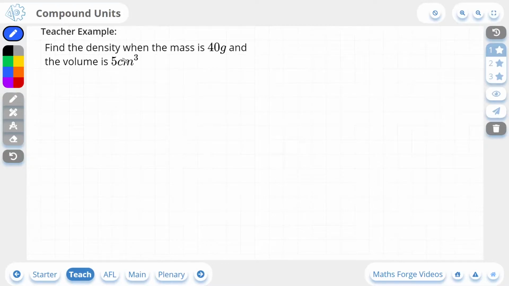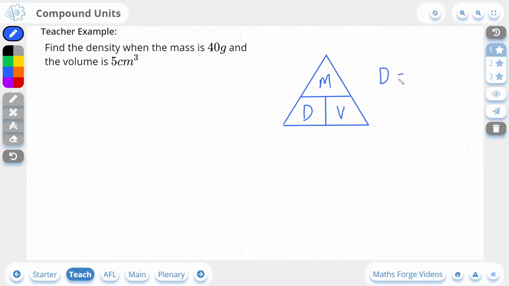Here we're being asked to find the density when the mass is 40 grams and the volume is 5 centimeters cubed. So the first thing that we should do before we actually calculate this is take a look at the density triangle. Here it is. So we can see here that the density is equal to the mass divided by the volume. And if we just write out this equation normally, the density is equal to the mass divided by the volume. I use the density triangle as it's much easier to navigate through which calculation you need to do.